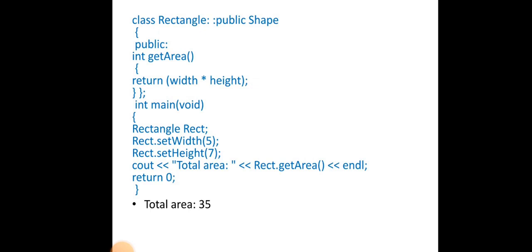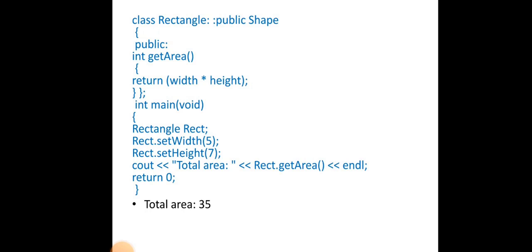public member function get area. Within the get area member function, we are going to return the multiplication value of width and height. Next, we close the derived class and we start the main function. Inside the main function, we create an object for the derived class. By creating an object for the derived class, we can access both member functions inside the base class.